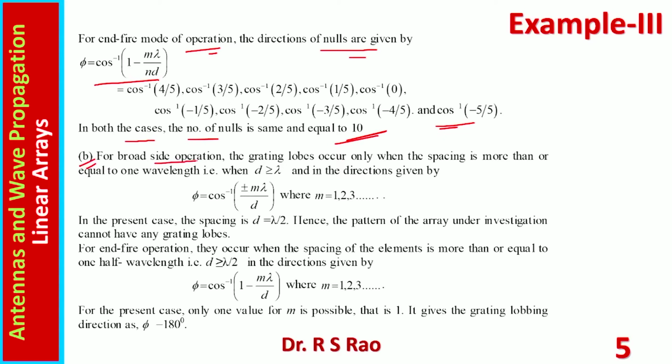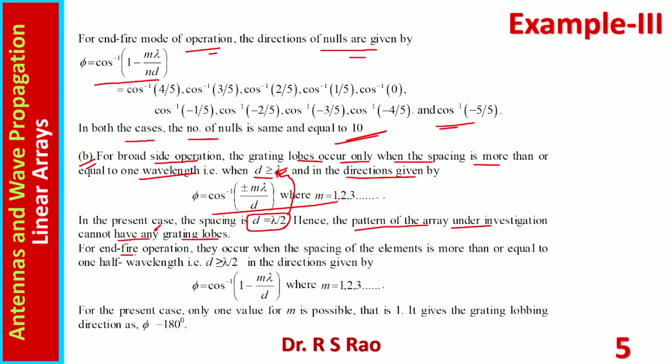For broadside operation, the grating lobes occur only when spacing is more than or equal to 1 wavelength. D must be more than or equal to lambda. Their directions are given by this formula: phi equal to cos inverse plus or minus m lambda by d, where m equal to 1, 2, 3, etc. In the present case, spacing is lambda by 2. This condition is not satisfying the condition for occurrence of grating lobes. Therefore, grating lobes are absent in the present case. Hence, the pattern of the array under investigation cannot have any grating lobes. This is for broadside operation.